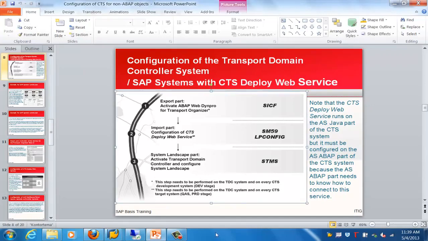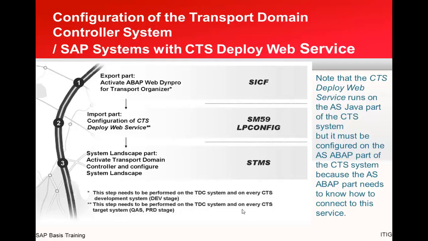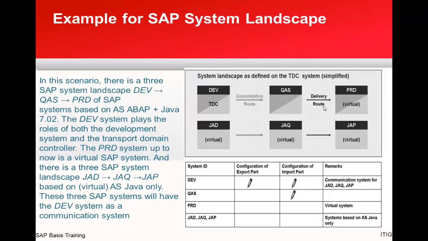These steps need to be performed on the TDC systems and on every CTS development system before we can move the transport around. So 3 steps: SICF, that is look for the service and check if it is started or not. Note the CTS deploy web service runs on the AS Java part of the CTS system, but it must be configured on the AS ABAP part of the CTS system, because the AS ABAP part needs to know how to connect to this service. So that is the first step.